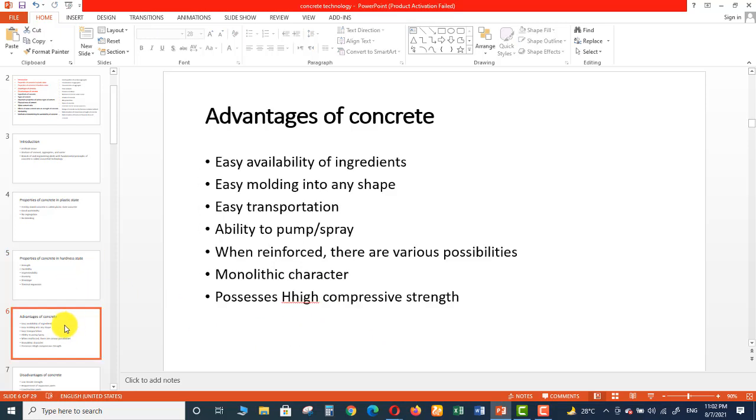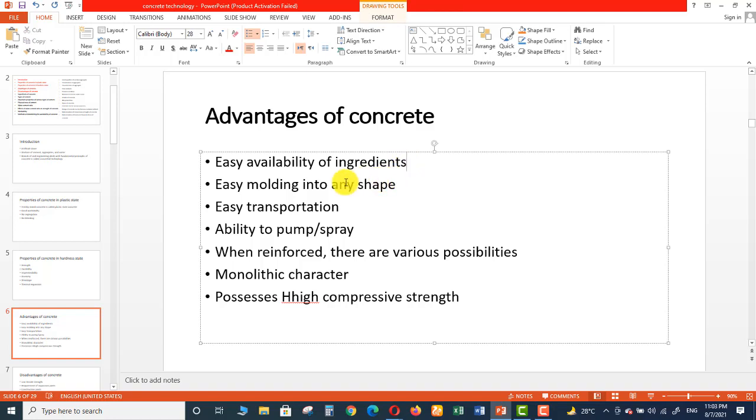Next thing we are going to discuss are the advantages and disadvantages of concrete. What are the advantages of concrete? The first thing is that the ingredients of concrete, like cement, water, coarse and fine aggregate, and then admixtures, all are available very easily. So this is the basic advantage of concrete.